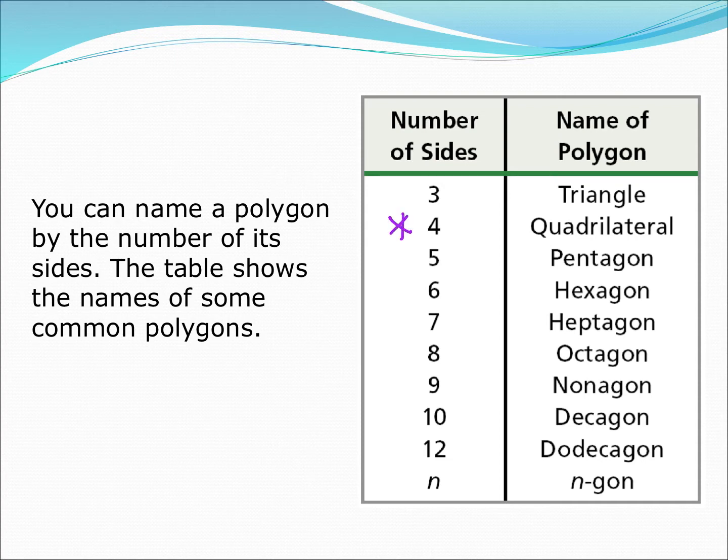And this is what we're going to be focusing on in chapter 7, quadrilaterals. In this section, we're going to talk about all of these. However, the rest of the lessons in chapter 7 are going to be focused on quadrilaterals. A 5-sided figure is a pentagon, 6 is a hexagon, 7 heptagon, 8 octagon, 9 nonagon, 10 decagon, 12 is a dodecagon, and then the n down here, that's just the generic.